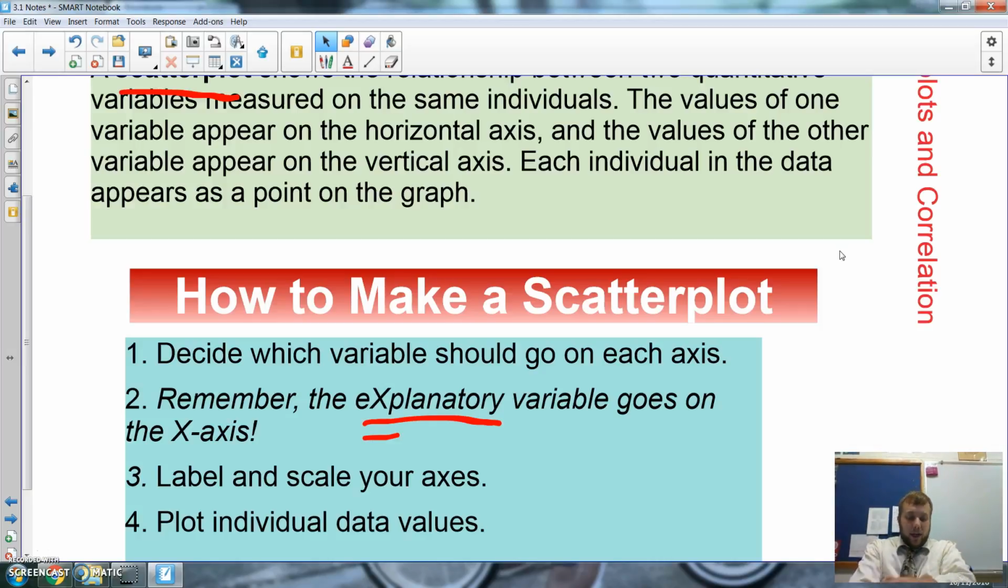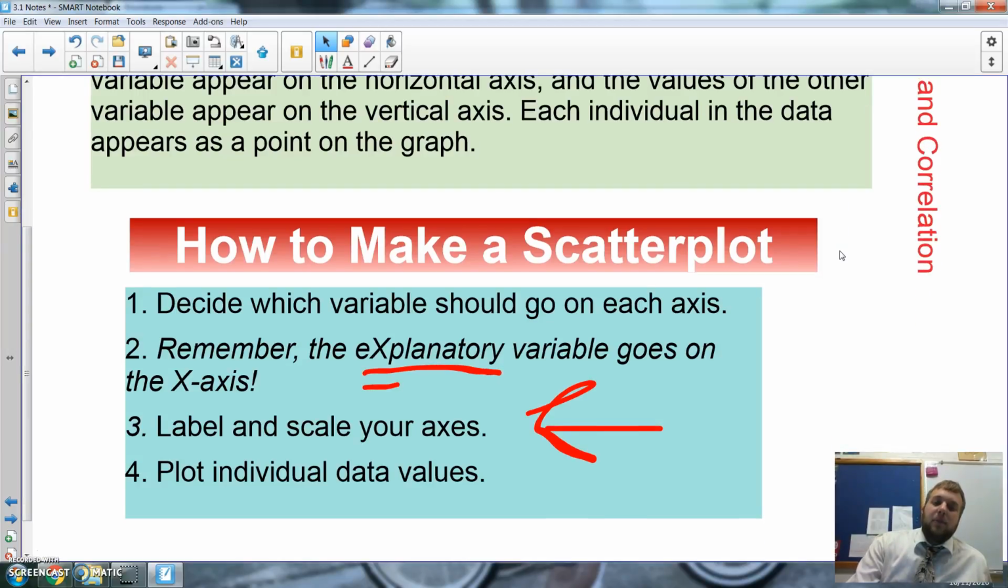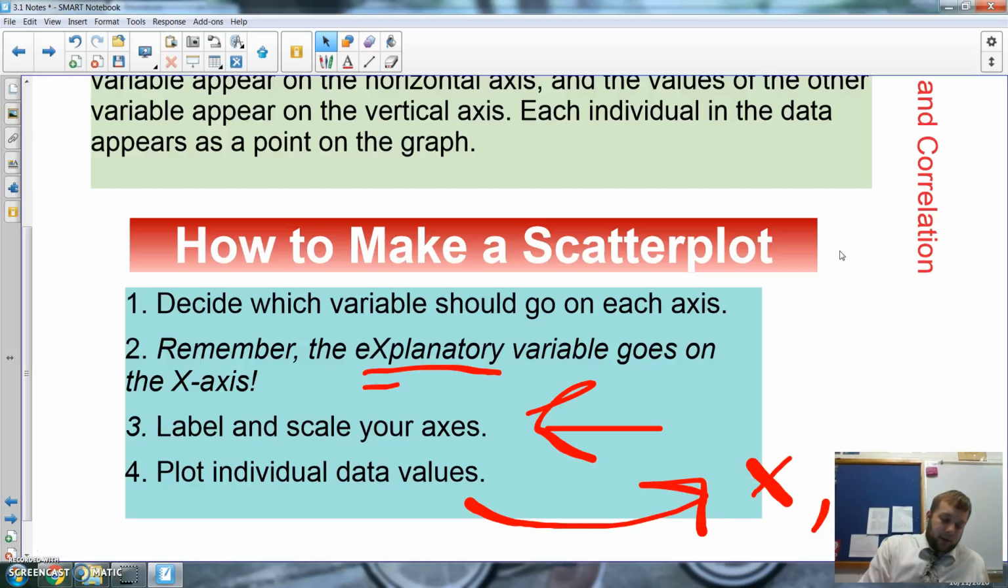And then label your scale and axes. Now, I cannot tell you this enough, but Mr. Sheevy's got to take points away from you. If you do not label your axes, I got to take points away, so please do so. And then finally, plot individual data values. And just as a little reminder, now some of us might think it's a little elementary, okay? But x comes before y.